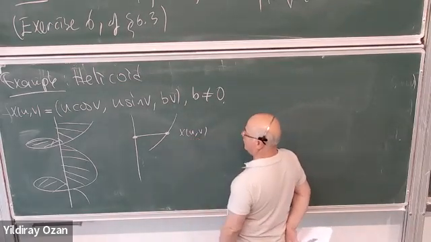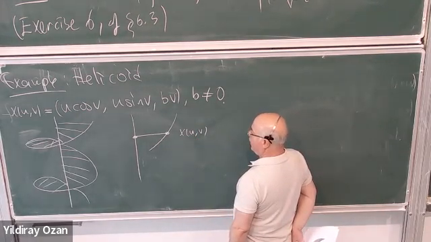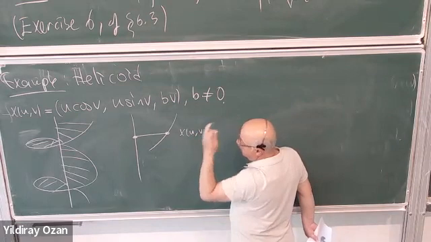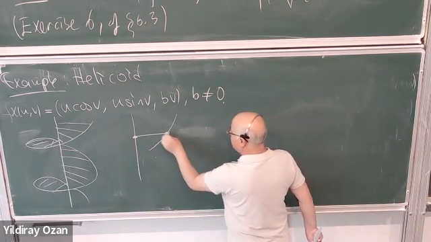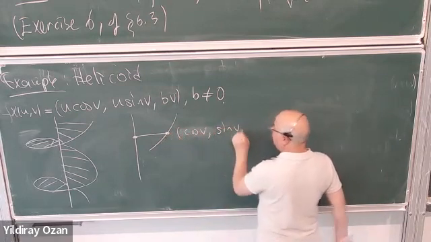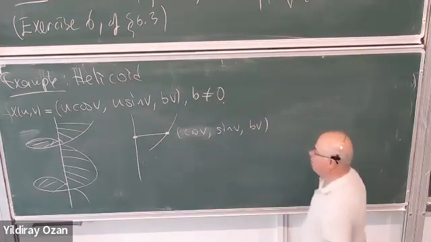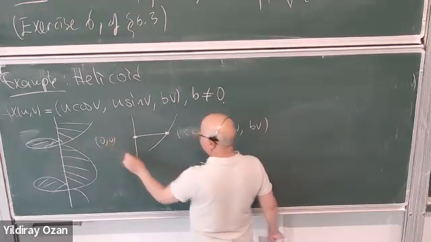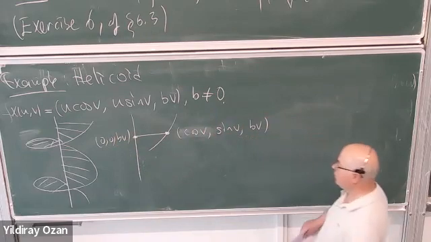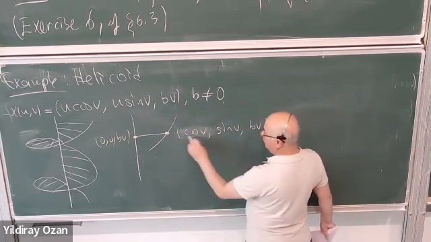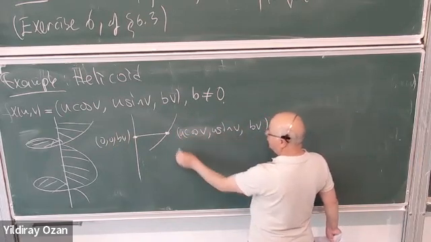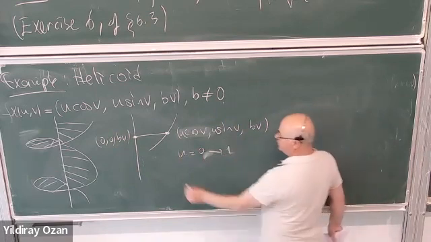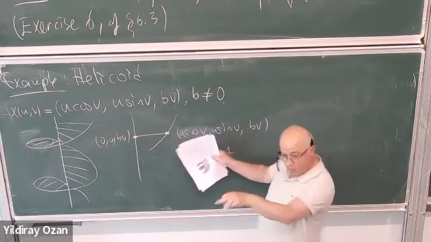Let me say, for any fixed v, I have cosine u, sine u, and v. So this point, let's say, is cosine v, sine v, and bv. I just join this point to this point. What are the coordinates of this point? X and Y coordinates are 0. Z coordinate is bv. I just join these two. How can you do this? Well, you just put the parameter u here, and you let u change from 0 to 1, right? When it is 0, you are here. When it is 1, you are here. So this surface contains these lines.